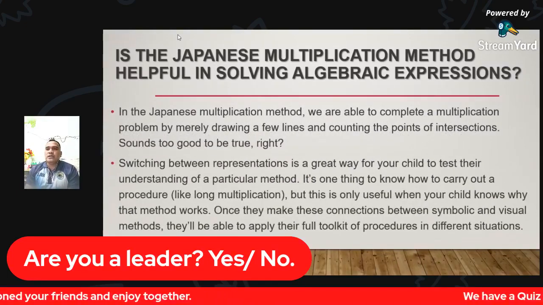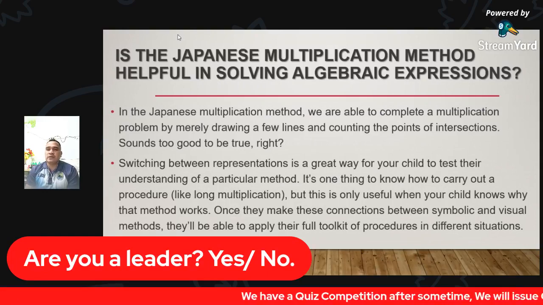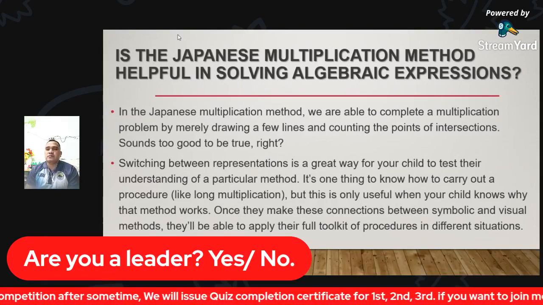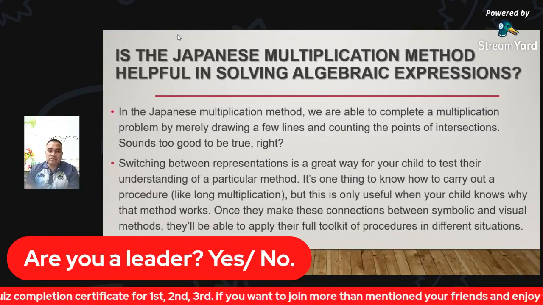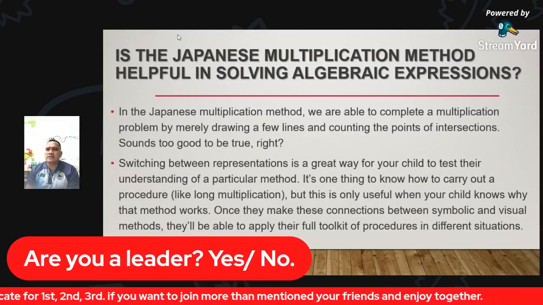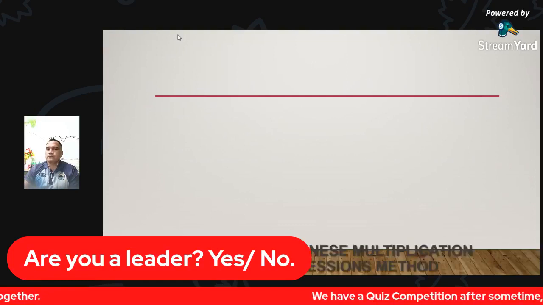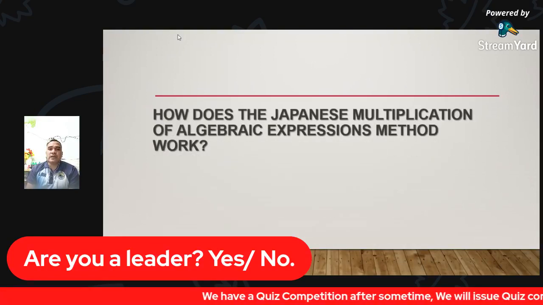Switching between representations is a great way for your child to test their understanding of a particular method. It's one thing to know how to carry out a procedure, like the long multiplication of algebraic expressions, but it's only useful when your child knows why this method works. Once they make these connections between symbolic and visual methods, they'll be able to apply their full toolkit of procedures in different situations. So how does the Japanese multiplication of algebraic expressions method work?